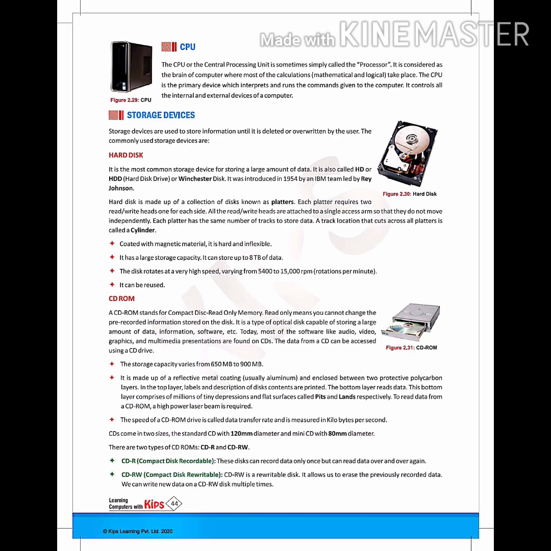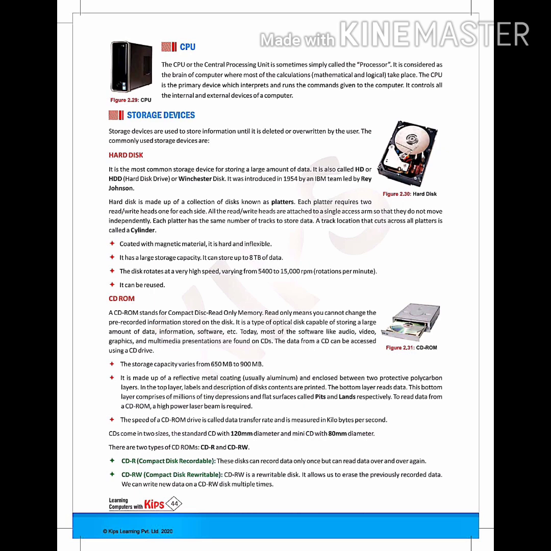Now let us discuss storage devices. Storage devices are used to store information until it is deleted or overwritten by the user. The commonly used storage devices are hard disk, CD-ROM, DVD, Blu-ray disc, flash drive, and memory stick.